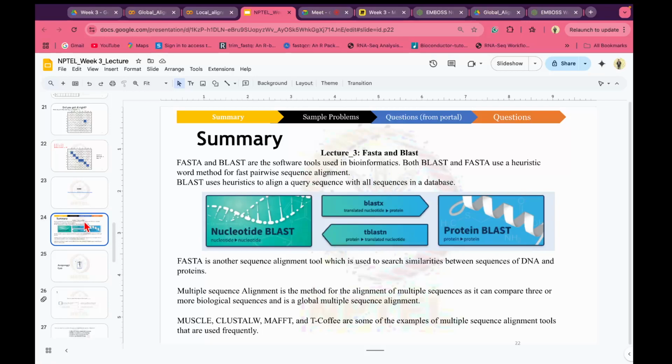Then we have tBLASTN, used for translating nucleotide database sequences in all reading frames and searching them with a protein query. And finally, we have tBLASTX, which is used for translating both query and database sequences into 6 reading frames and performing a comparison.